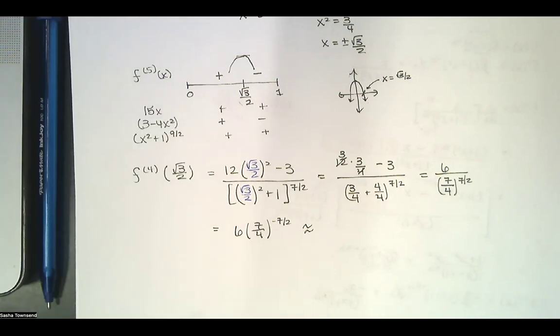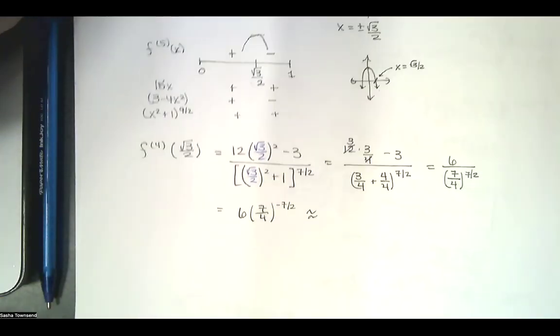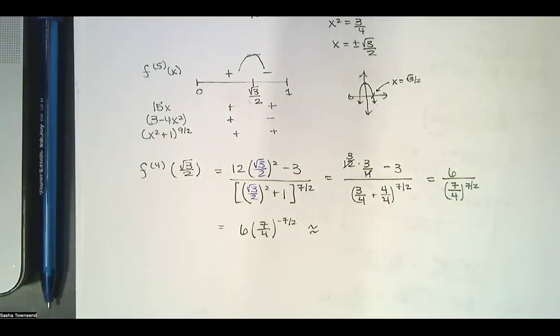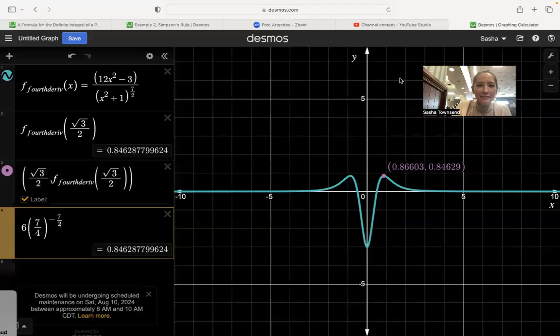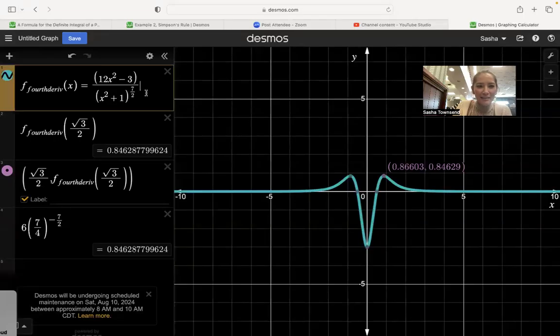All right, let's actually graph that and make sure that that's true. Confirm that our fourth derivative actually has a maximum there by looking at the graph on Desmos. Okay, so this is our fourth derivative. It looks like it does have a relative maximum at x equals square root of 3/2.